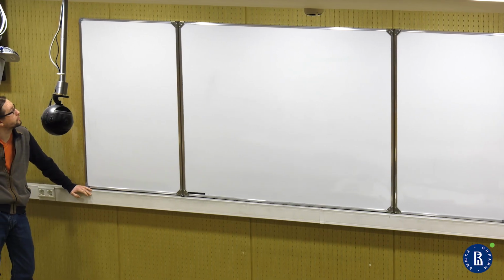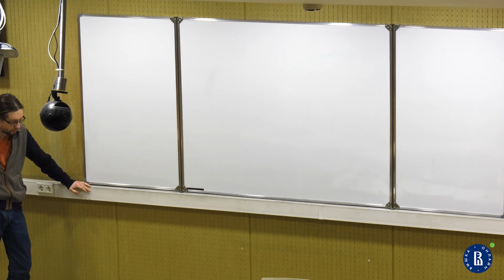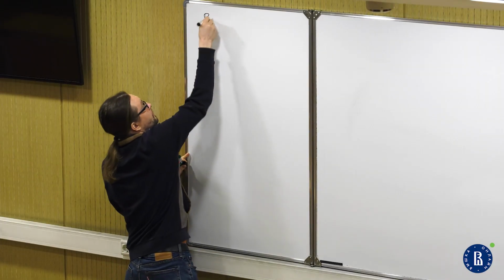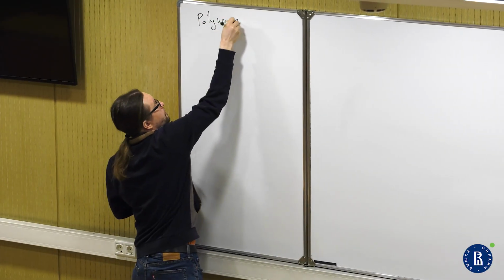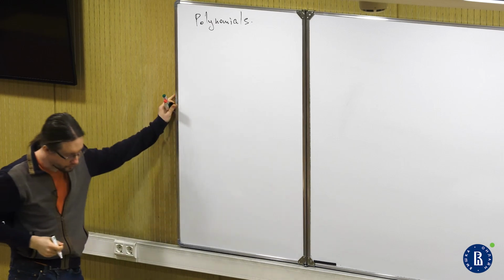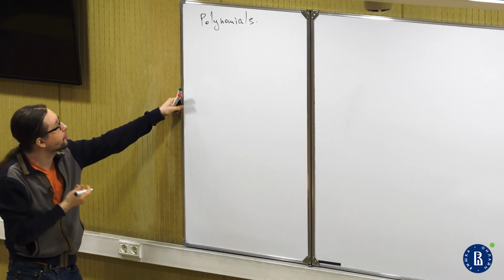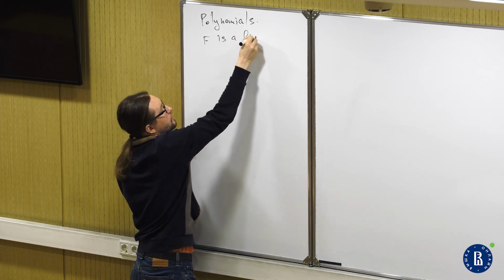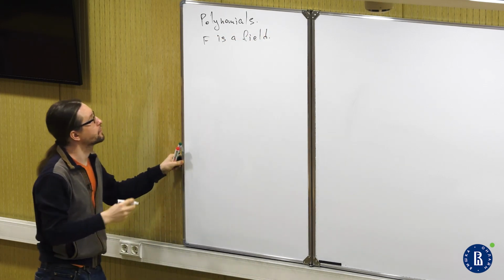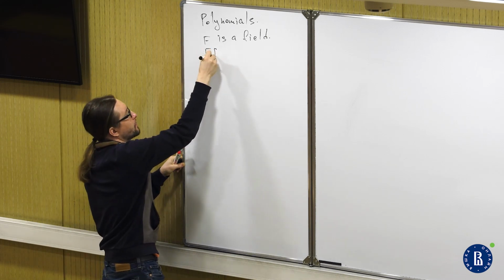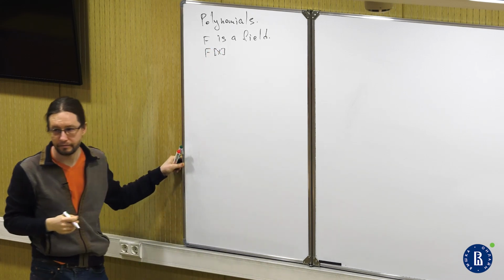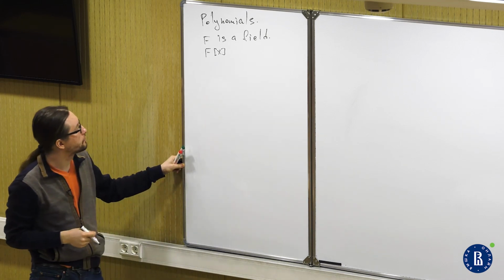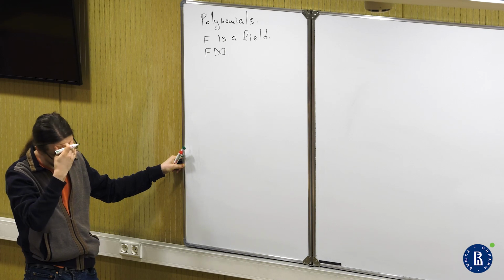Today I want to be focused on polynomials in one variable. Well, suppose F is a field. I want to consider the ring of polynomials with coefficients in F. So this is our main ring for today. I want to discuss its properties.